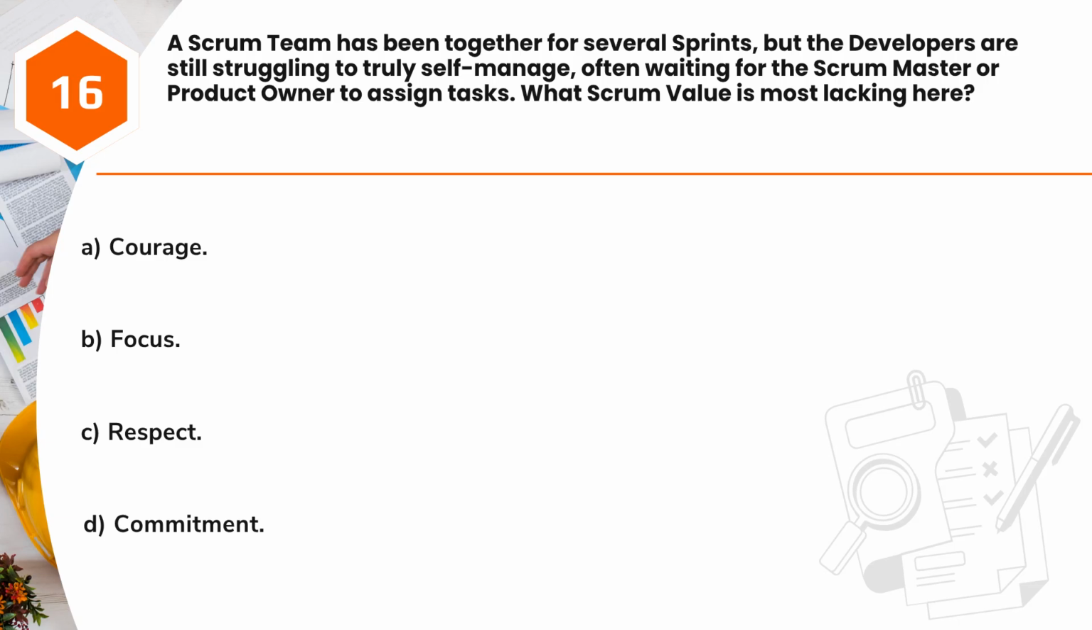Question 16. A Scrum team has been together for several sprints, but the developers are still struggling to truly self-manage, often waiting for the Scrum Master or product owner to assign tasks. What Scrum value is most lacking here? A. Courage. B. Focus. C. Respect. D. Commitment.